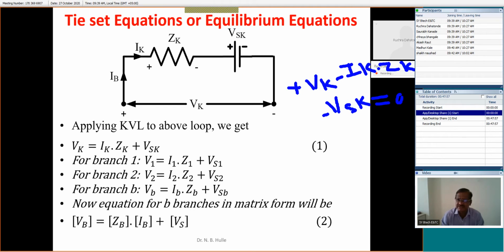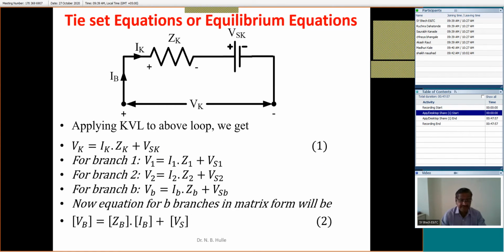And if we simplify this equation, we get VK is equal to, shifting these values to the other side, IK ZK plus VSK. That will be the equation in this particular case. Are you getting me? That is equation number 1. This is the generalized equation. If we specialize this equation for branch number 1, V1 is equal to I1Z1 plus VS1, and V2 is equal to I2Z2 plus VS2, and VB is equal to IBZB plus VSB. In general, if we organize these equations in matrix form, how is the equation?